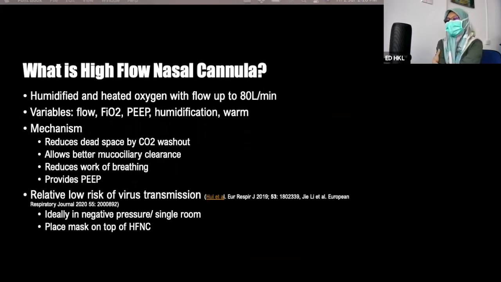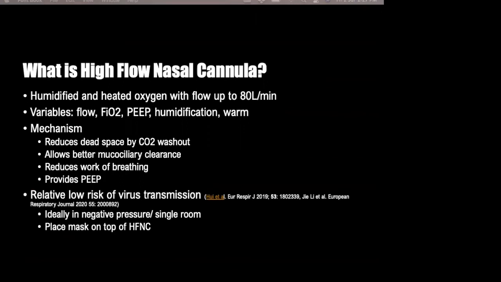The mechanism that improves ventilation: the high flow reduces dead space by washing out the CO2. It also allows better mucociliary clearance with warm and humidified oxygen, reduces the work of breathing, and also provides some low PEEP. So isn't it dangerous? Isn't it part of the AGI, aerosol generating intervention? Yes, but there are a few studies that show it has a low risk of virus transmission. Ideally, we use it in a negative pressure room or isolated room, and don't forget to place a surgical mask on top of the high flow nasal cannula. Don't forget that; we often forget. So that's why you realize all the high flow nasal cannulas are located in ISO 1. Yes, because it is negative pressure. Okay?